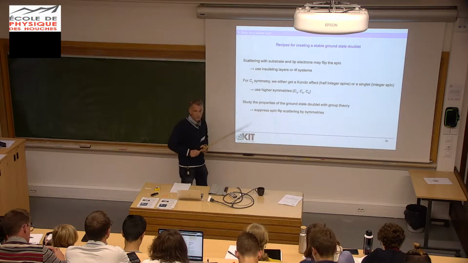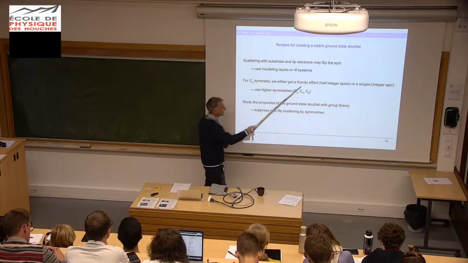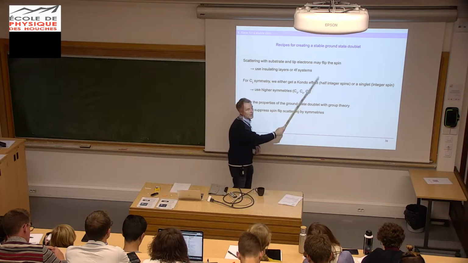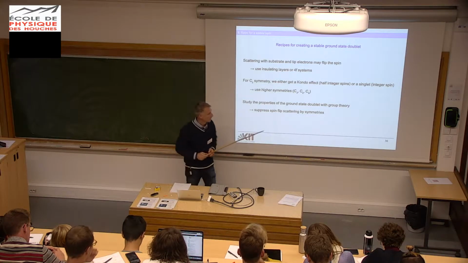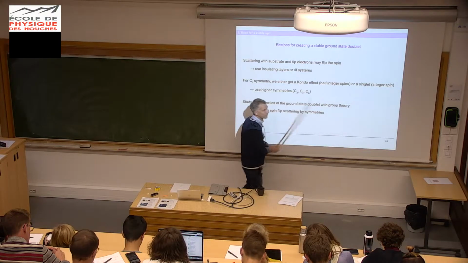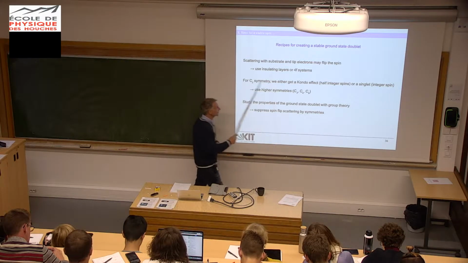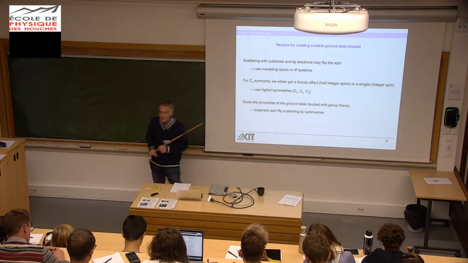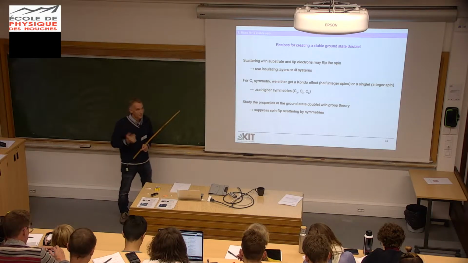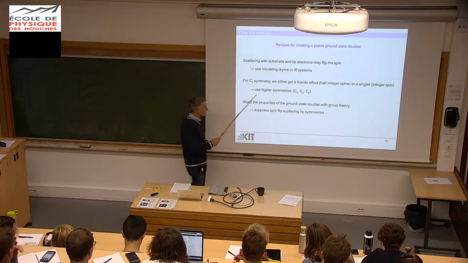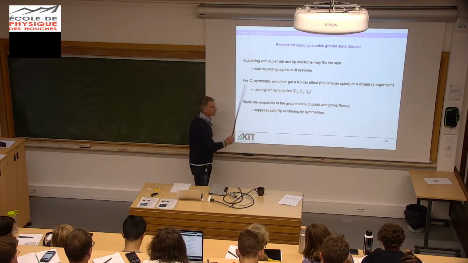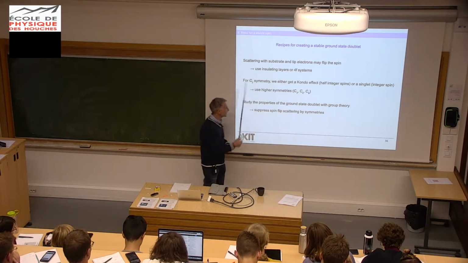And we learned from C2 symmetry that we can either get a Kondo effect, that's actually for half-integer spins, or we get a singlet state if it's integer spin. So there's only a single ground state. This is not good if you want to store information, if you want to build a classical bit or a qubit. So the only way out is to use higher symmetry: C3, C4, or C6 symmetry.